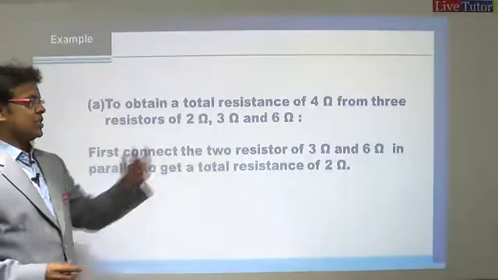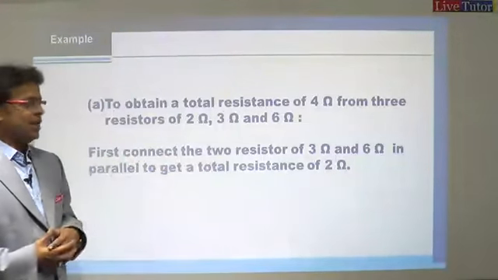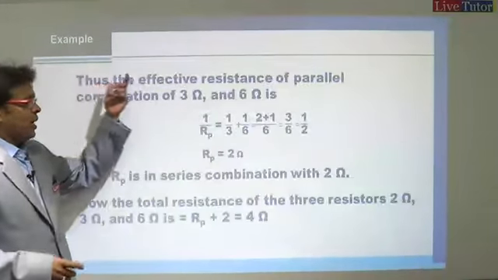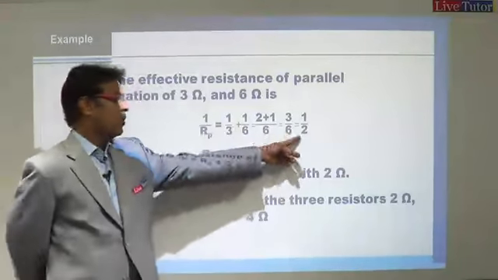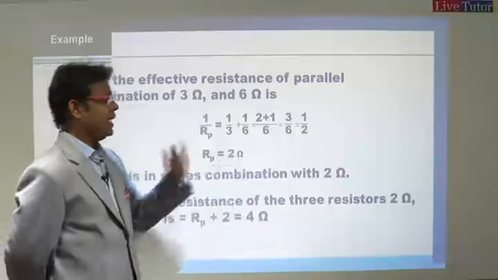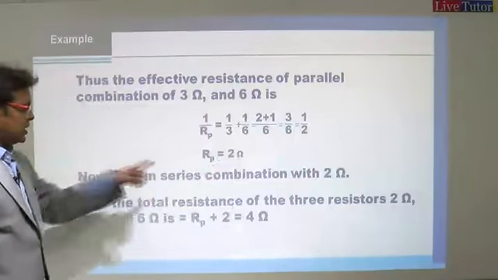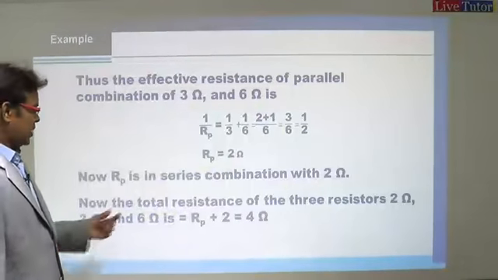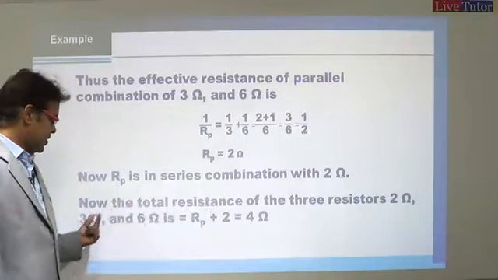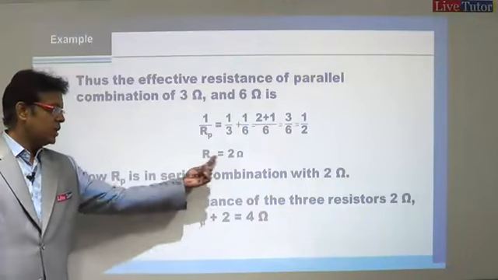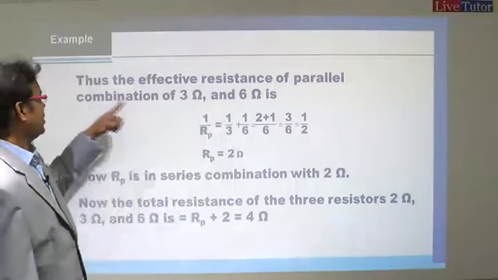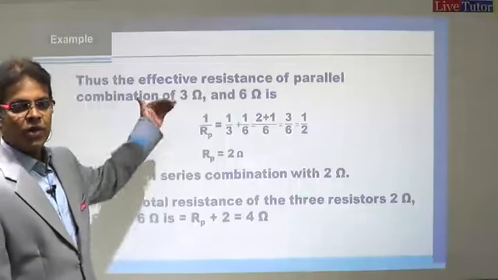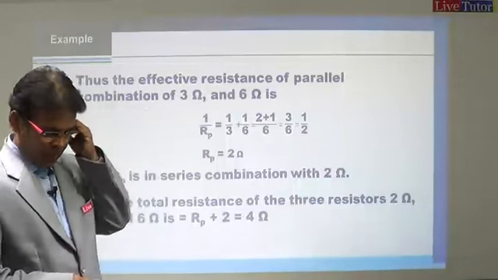First connect the 2 resistors, 3 ohms and 6 ohms in parallel to get a total resistance of 2 ohms. That means 1 by 3 plus 1 by 6 will become 1 by 2, so that RP will be equal to 2 ohms. Now, this RP is in series with the 2 ohms. So the total resistance of the 3 resistors, 2 ohms, 3 ohms and 6 ohms is equal to RP plus the previous one, 2 ohms, which will become 4 ohms. So this is how we have to put it in proper sentences.